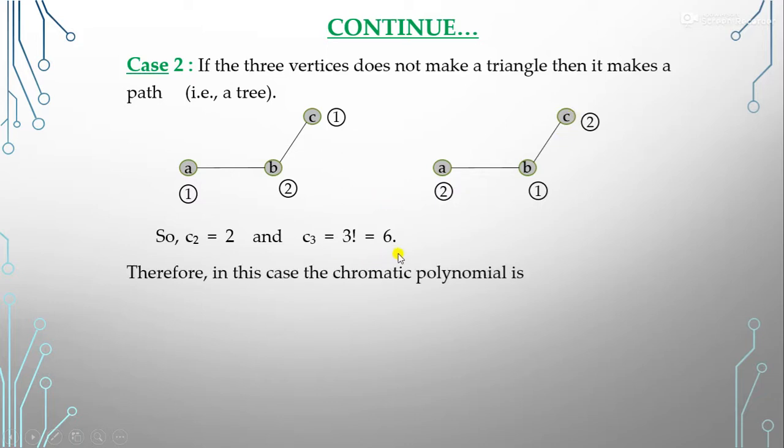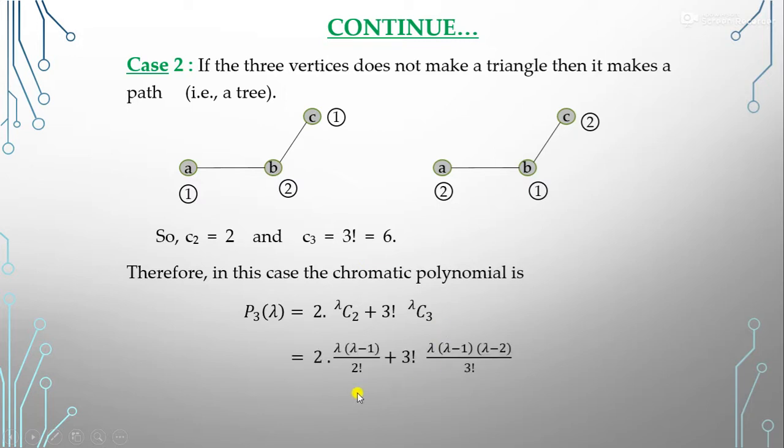So now what is our chromatic polynomial? Our chromatic polynomial P3(λ) has C1 as 0, C2 as 2 with λ^(C2), plus C3 as factorial 3 with λ^(C3). When we solve it, we get our chromatic polynomial, that is λ(λ minus 1) whole squared. So this is the chromatic polynomial of the graph which has three vertices, and if it does not form a triangle, it forms a tree.